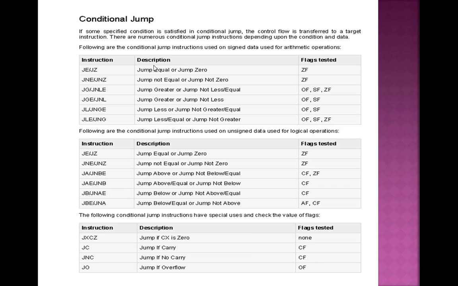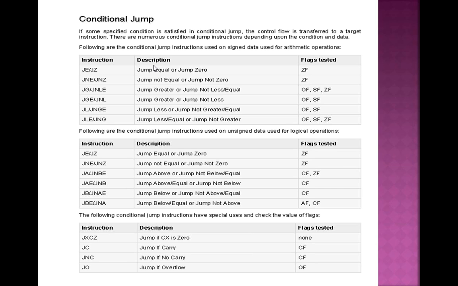Next is your conditional jump. In a conditional jump, if some specified condition is satisfied, the control flow is transferred to a target instruction. There are numerous conditional jump statements depending on the condition and data. Following are the multiple conditional jump statements.